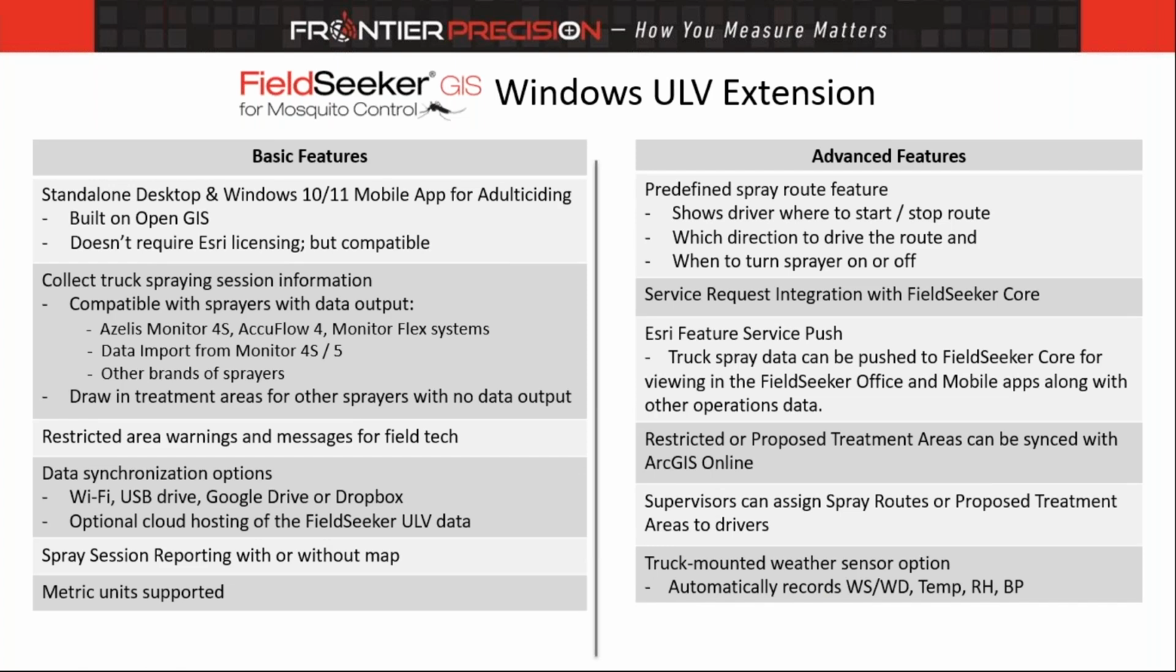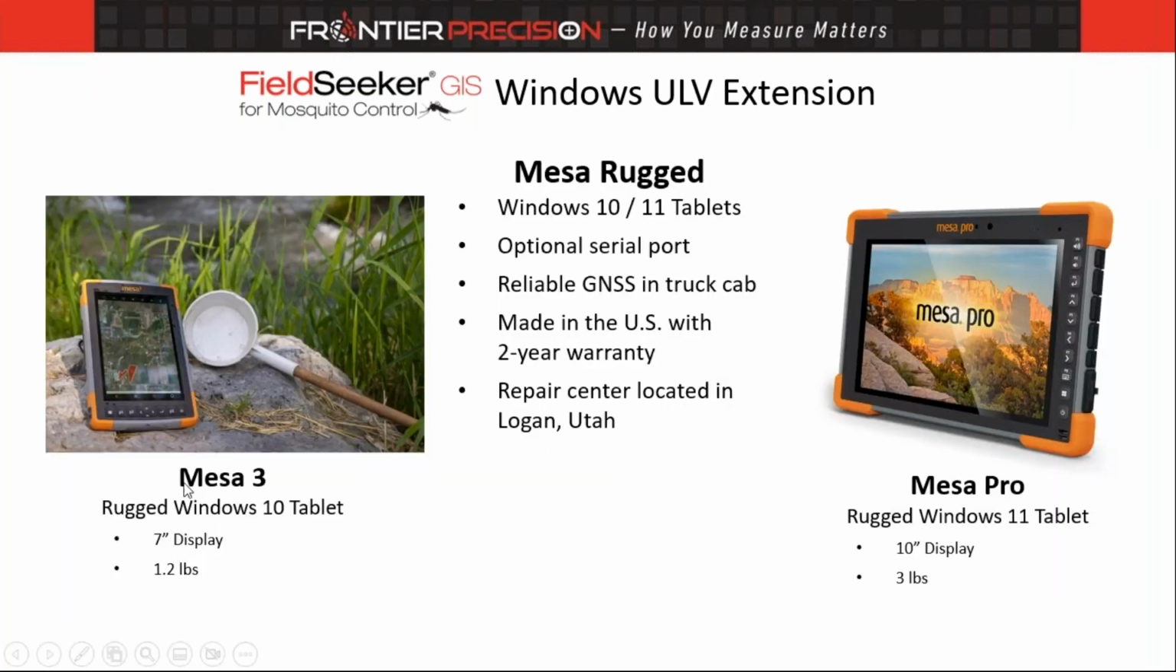So just a little bit about the tablets. The Mesa 3 is a Windows 10 tablet. We probably have over 1,500 of these out in the field now with different mosquito control districts. They're very reliable. It is a 7-inch display and weighs 1.2 pounds.